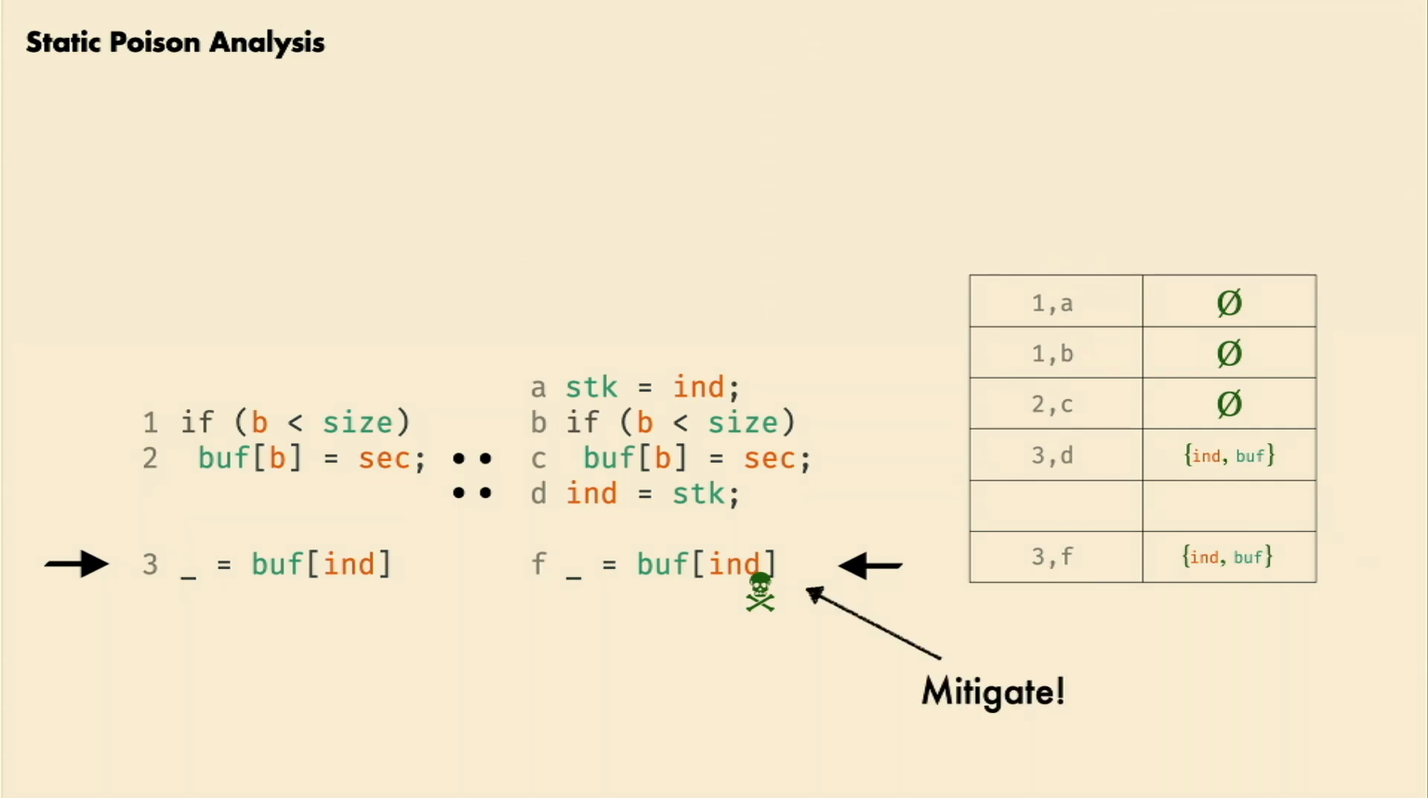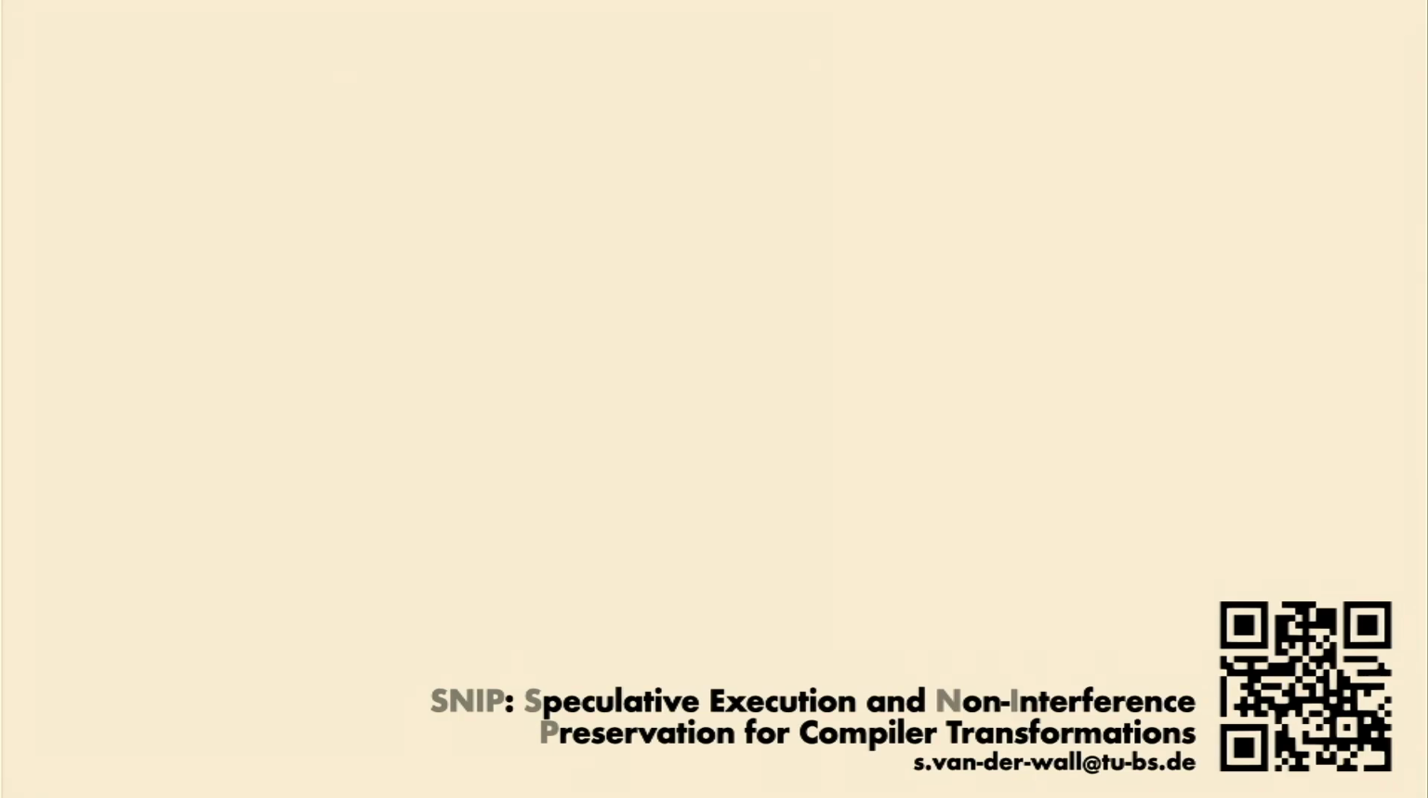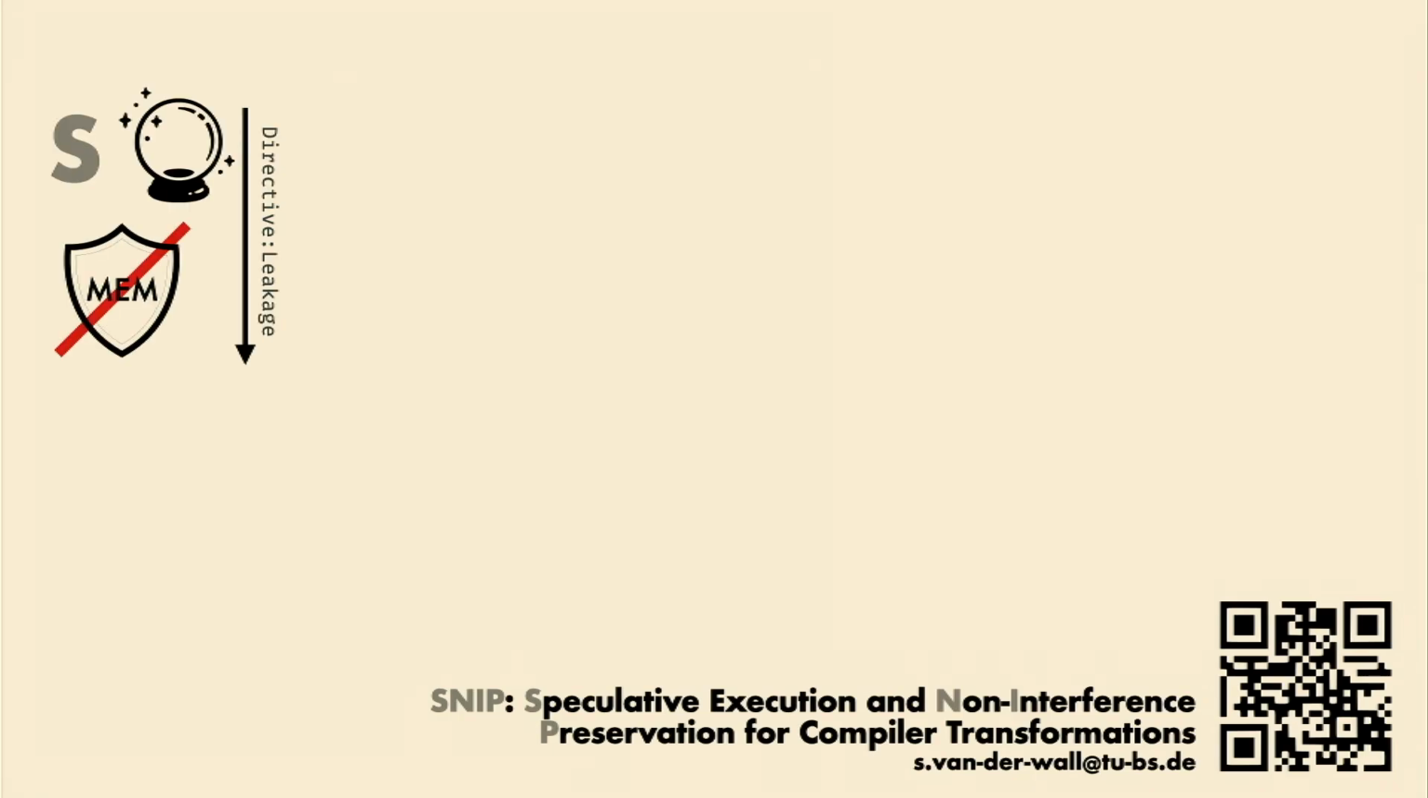In order to do so, we just insert a speculative load hardening in front. Now we have to redo our static analysis, and in this case, it will just remove int from the set of poison values, and we are allowed to leak it here. And then we have a register allocated program that is actually SNI. Okay, to wrap up, we saw formal semantics, which captures directives and leakage in order to approximate microarchitecture.